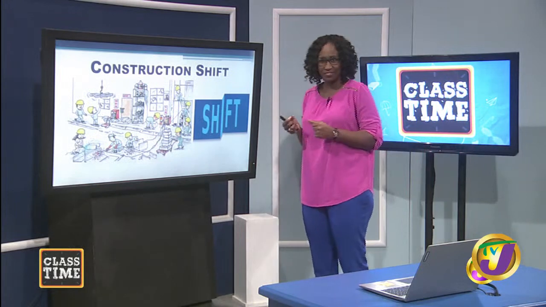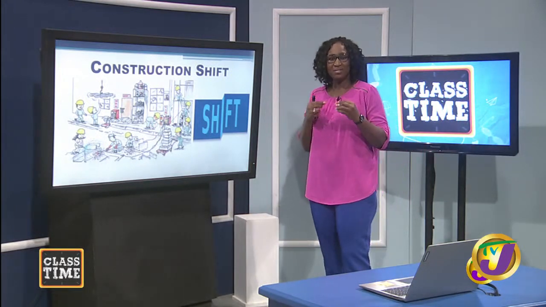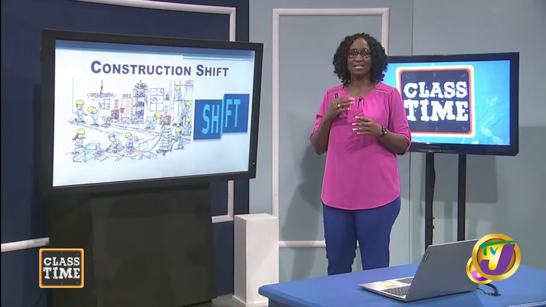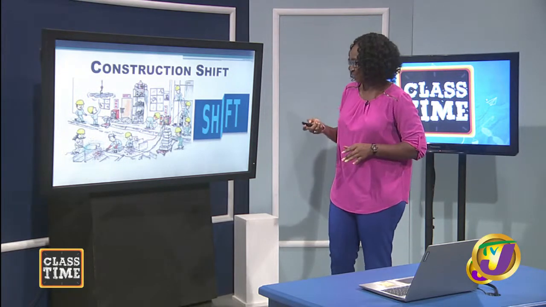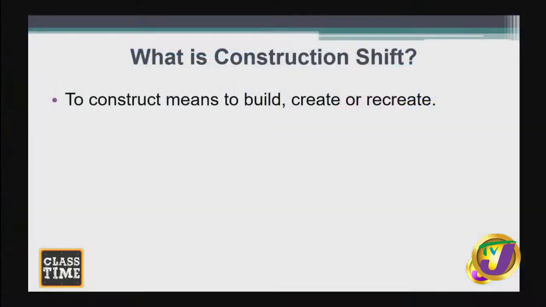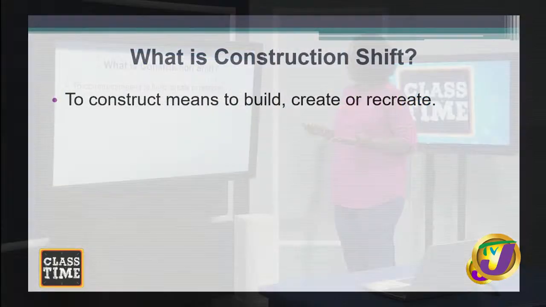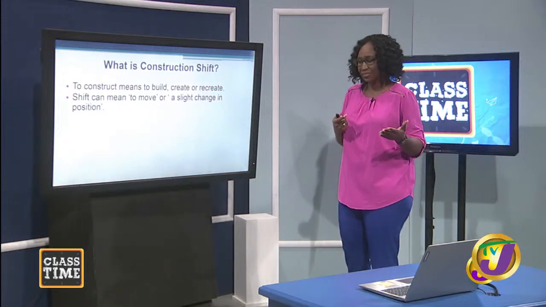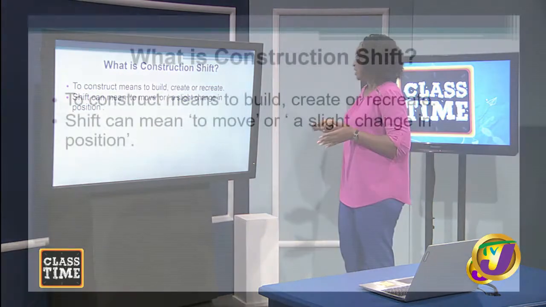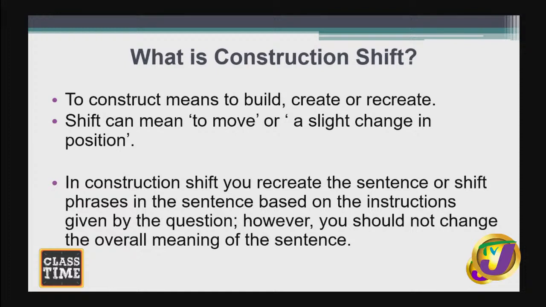Now with construction shift, what you'll be doing is putting the sentence that you get in a different way. You're going to construct a sentence by shifting parts of it. To construct means to build, to create, to recreate. And to shift means to move, or to make a slight change in something, just as how we looked at the diagram a while ago. So when you do construction shift, you're going to create a new sentence. You're going to shift phrases around in the sentence based on the given instructions, based on the prompts you get.